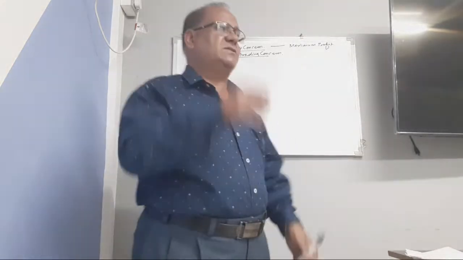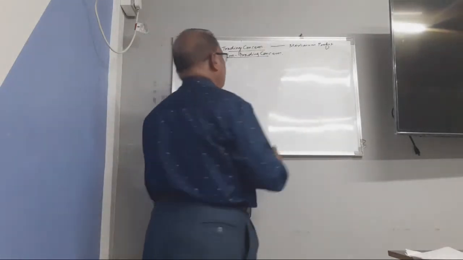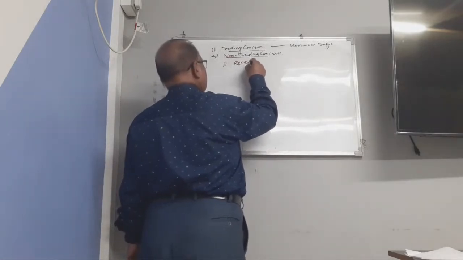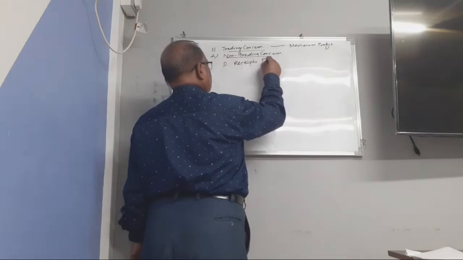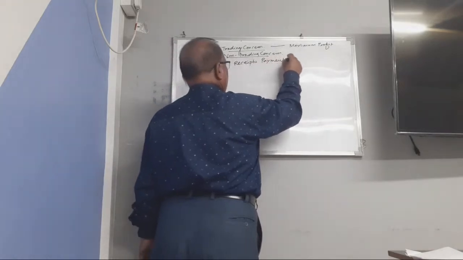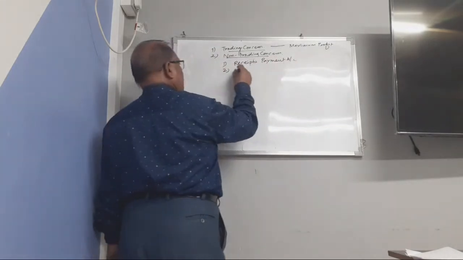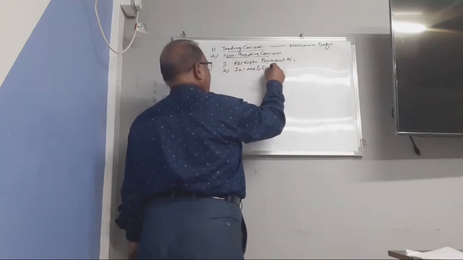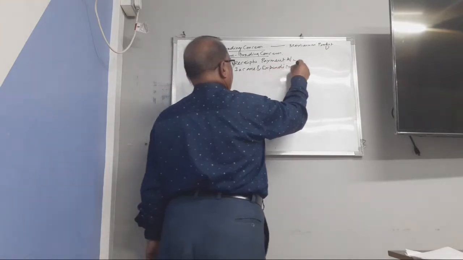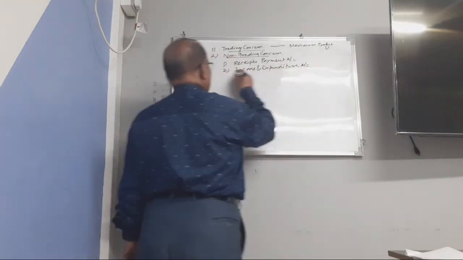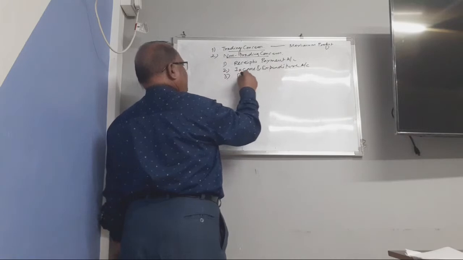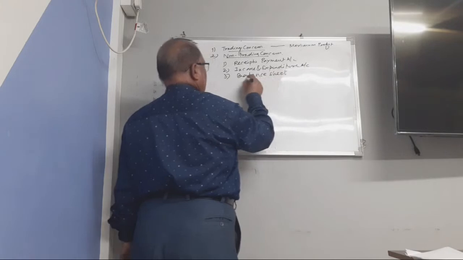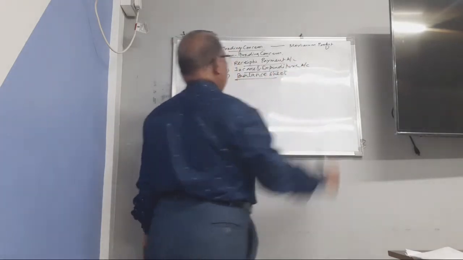In that non-trading concern, for the final accounts they first prepare the receipts and payment account. Another account will be the income and expenditure account. And third, they prepare the balance sheet. I will explain one by one.